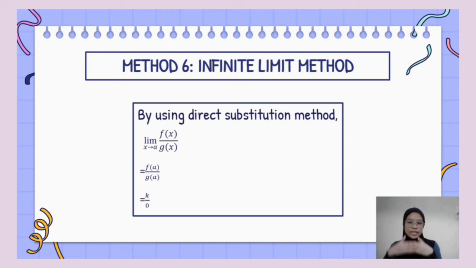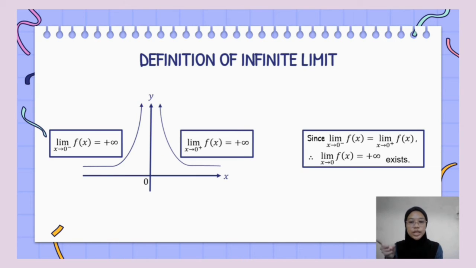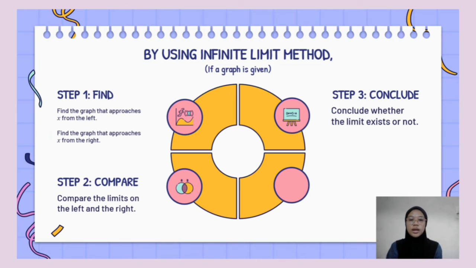If we get a constant over 0 as our answer by using the direct substitution method, then we need to use the sixth method, which is the infinite limit method. First, we need to know the definition of infinite limit. Then, we need to identify whether a graph is given or not. If a graph is given, then there are three steps that we need to do.